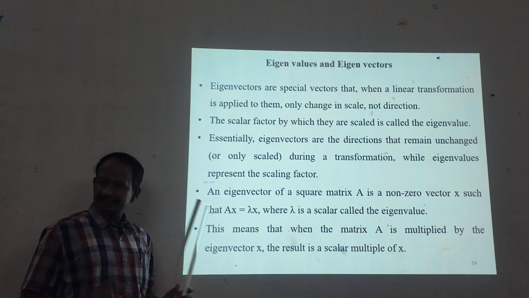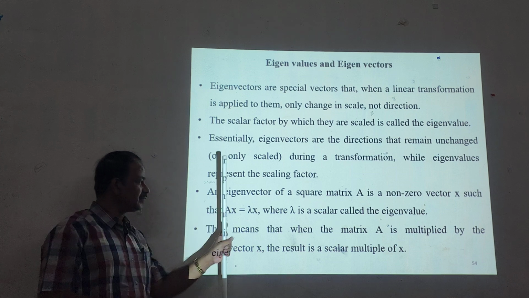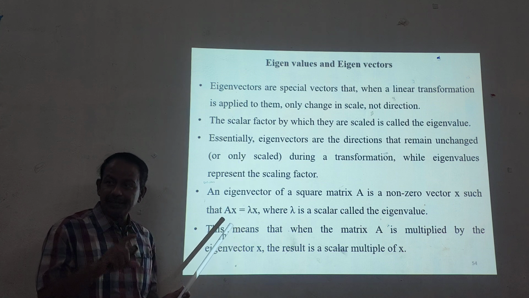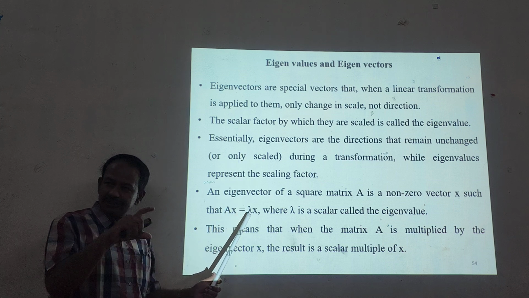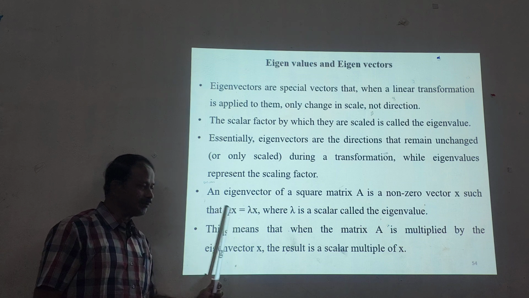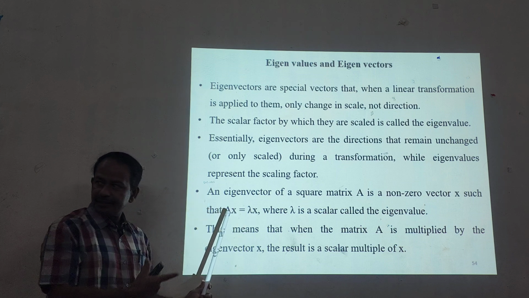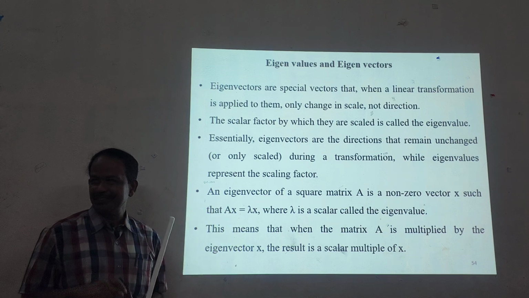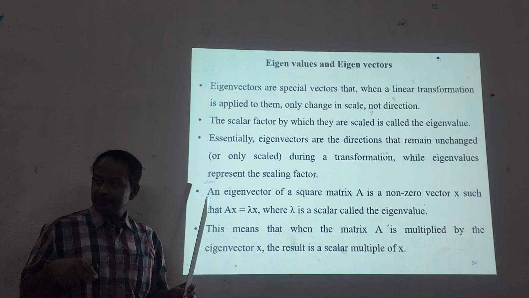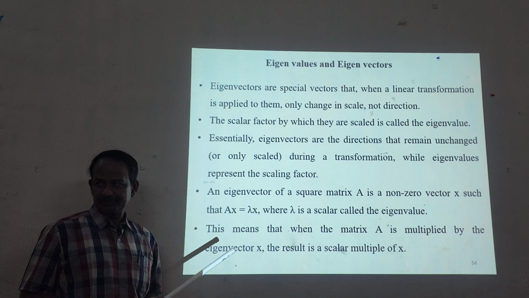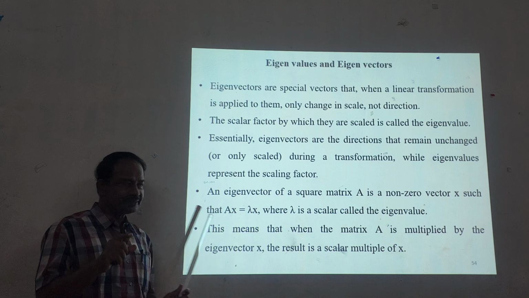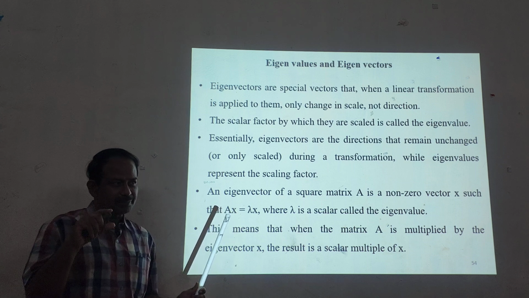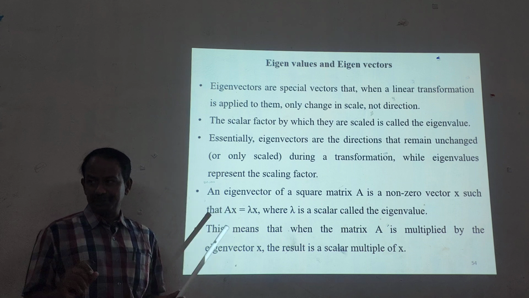I repeat, A is a given matrix which operates on the eigenvector, and the result is equal to lambda, a value called the eigenvalue, times the eigenvector. If both sides are the same, x here and x on that side, then we can say that this is an eigenvector. If they are not the same, then we can say it's simply a vector. So Ax equals lambda x is an eigenvalue equation.